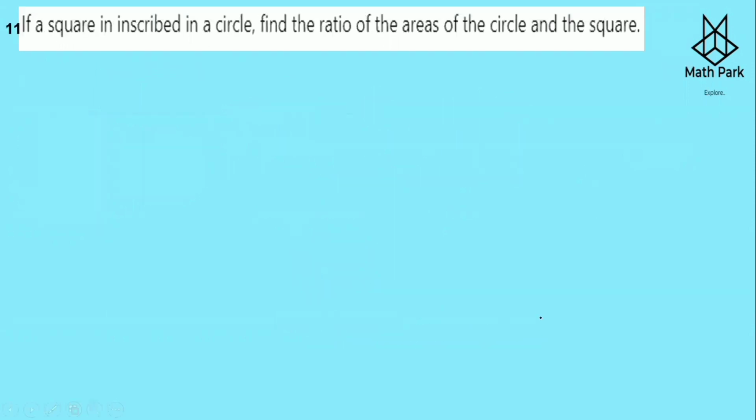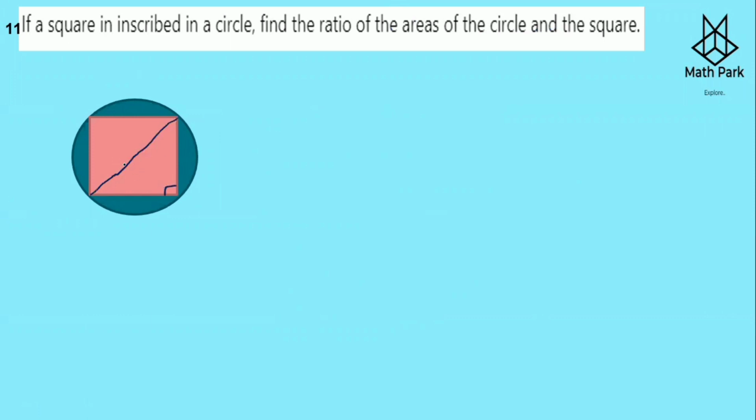The last question and the easy question of this exercise: if a square is inscribed in a circle, so there is a circle and there is a square inscribed in it, find the ratio of the areas of a circle and a square. So we know that the diagonal of a square is going to be the diameter of the circle. So if I take the side as x and x, then the diagonal is root 2 times x. So x root 2 is the diagonal.